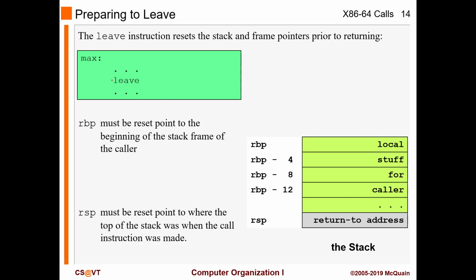When you call leave, it's going to reset the stack and go back to how it looked when it was being called. Okay, so the leave instruction resets the stack and frame pointers prior to returning. It's going to reset the whole thing, how it looked before the function was called. Okay.